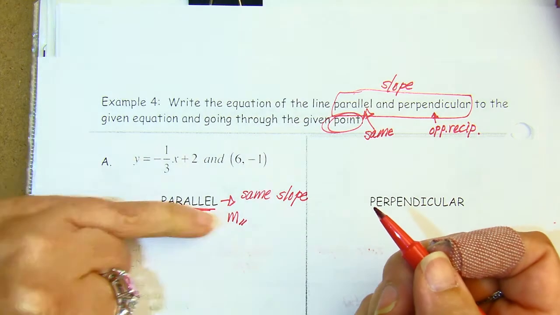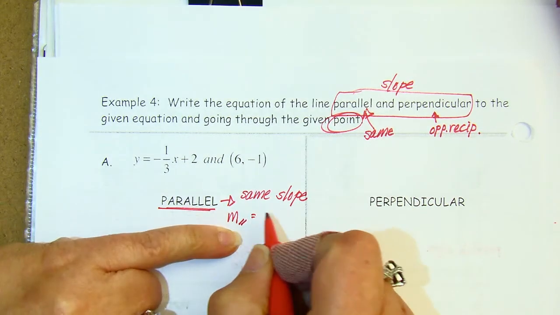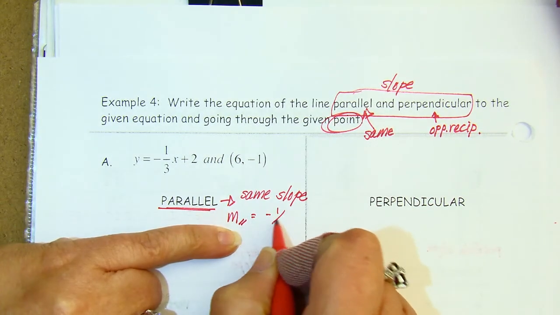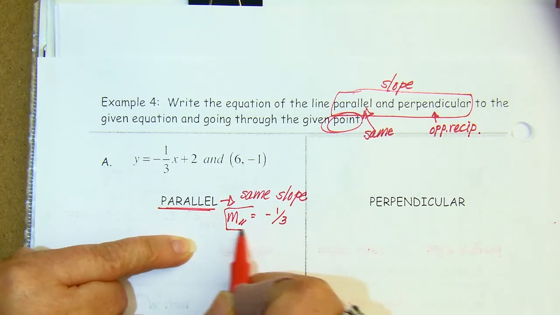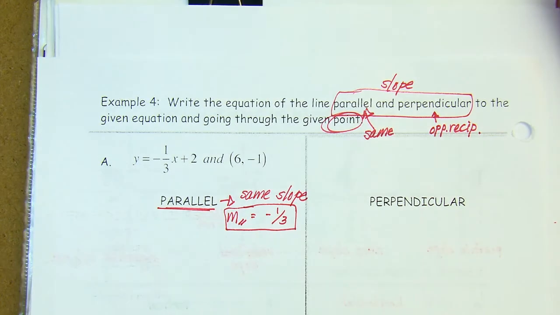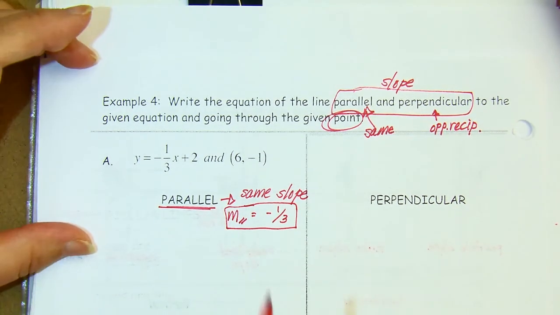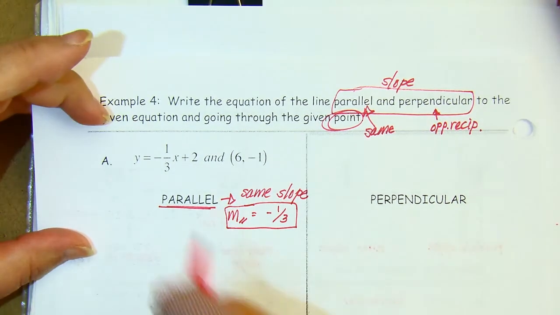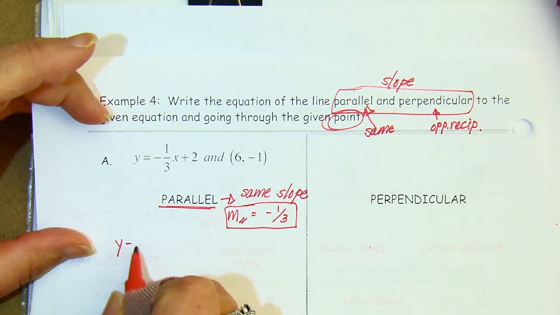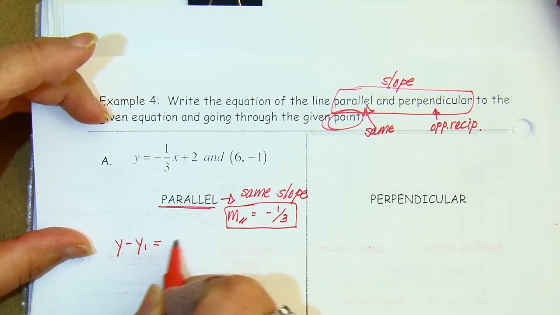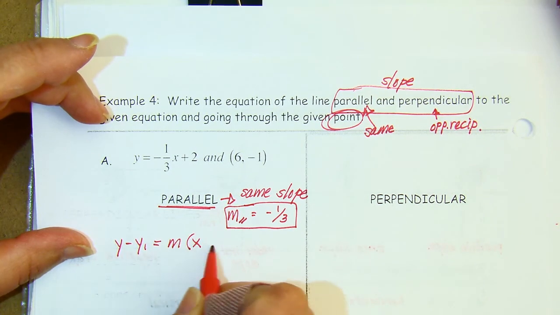Same slope. The m of the parallel line that I'm going to be using is negative 1/3. Put a box around it so you know you're going to use that to build your equation. Here's my point. I have to be in point slope form: y subtract y from the point equals m times x subtract x from the point.